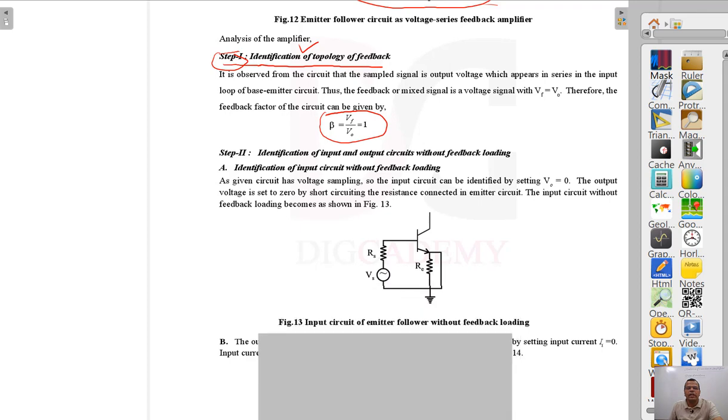So let us see that circuit now. I have already drawn this circuit. So this is the circuit without feedback loading, the input circuit without feedback loading.